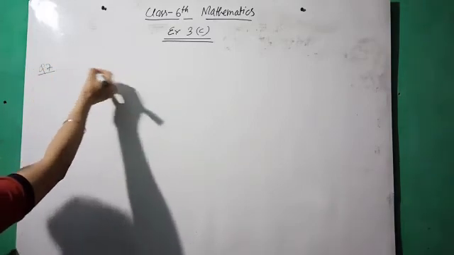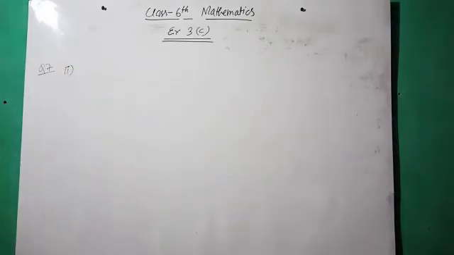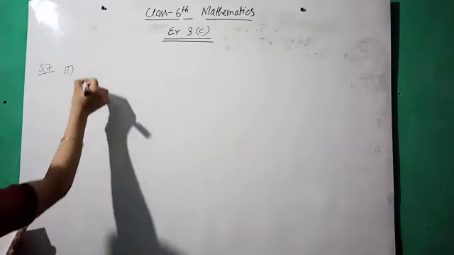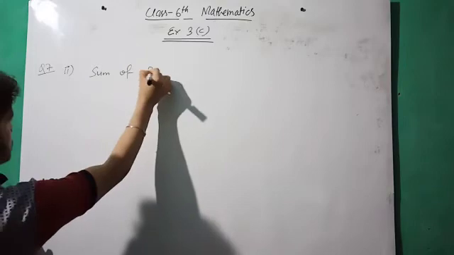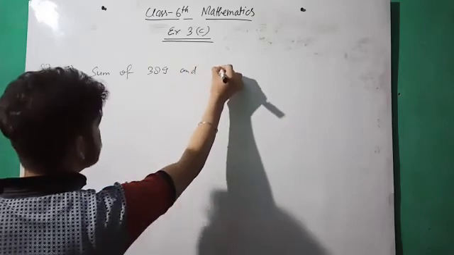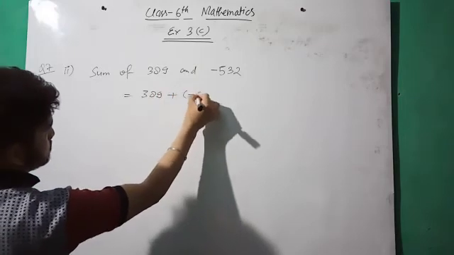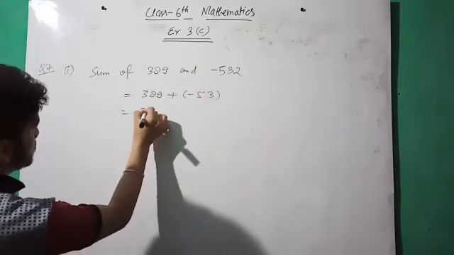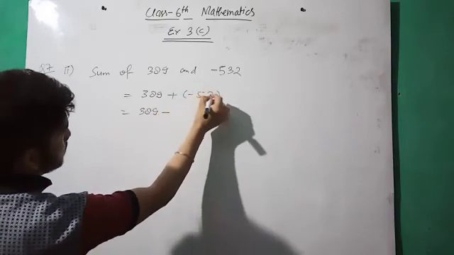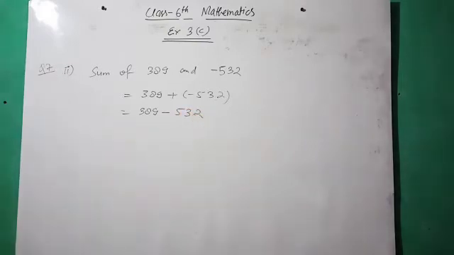The first question here is homework and the second part I will take here. The sum of minus 434 and minus 166 subtracted from the sum of 389 and minus 532. First, the sum of 389 and minus 532. We have to add both the numbers. So 389 plus minus 532, that is 389 minus 532. So the answer is minus 143.